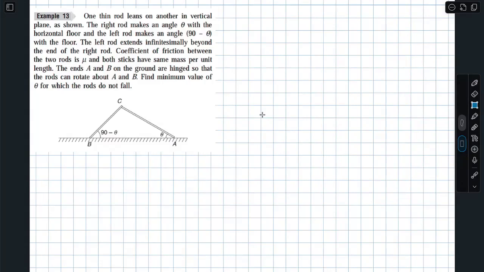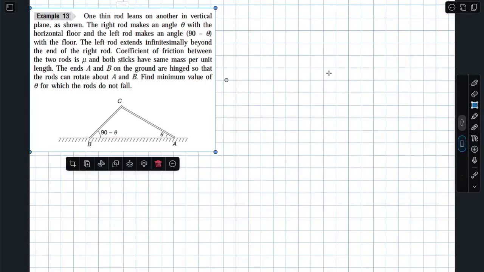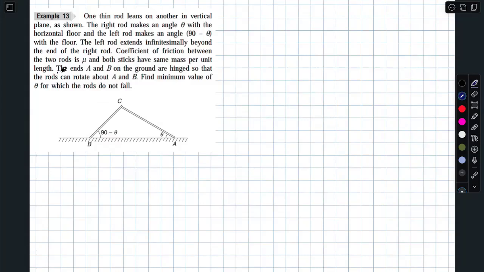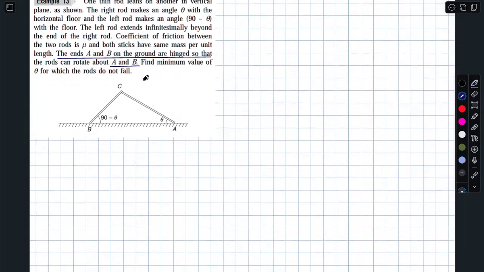The horizontal floor and the left rod make an angle, geometry is given. The left rod extends slightly beyond the end of the light rod. No issues. Coefficient of friction between the two rods is mu, and the two rods have the same mass per unit length. The ends A and B on the ground are hinged. The rod can rotate about A and B. Find the minimum value of theta for which the rods do not fall.